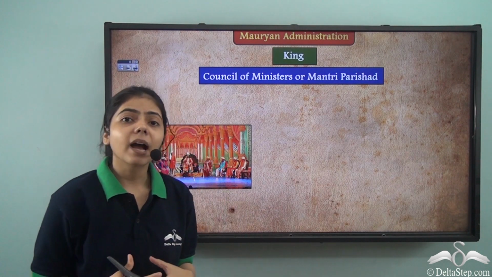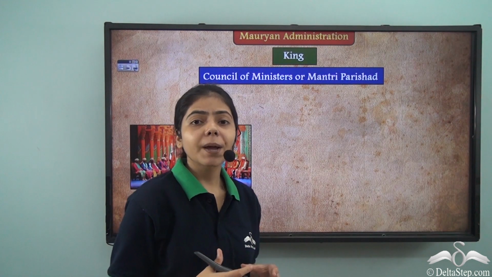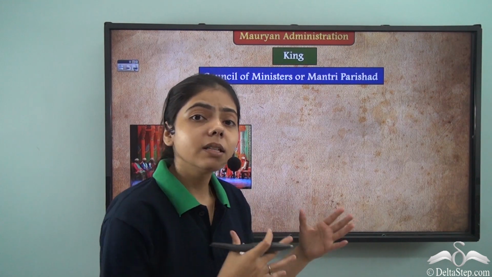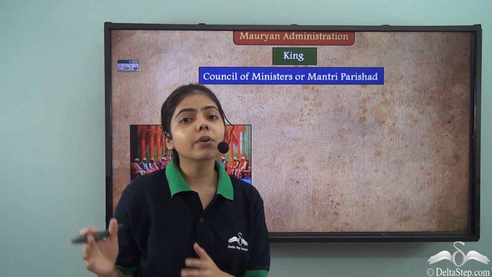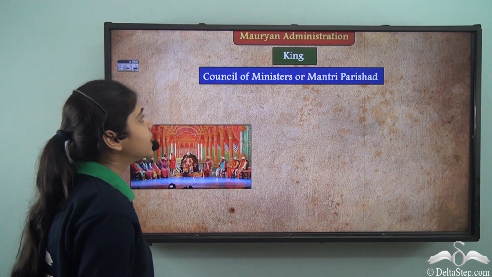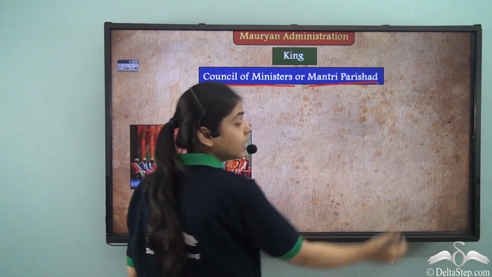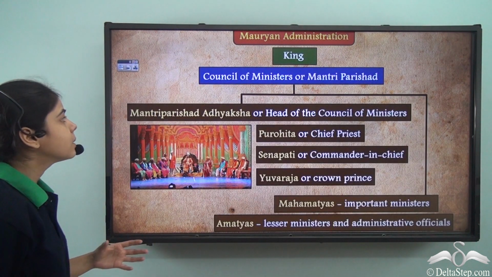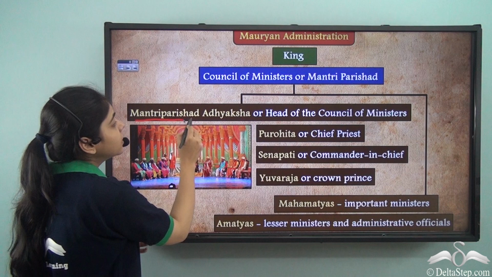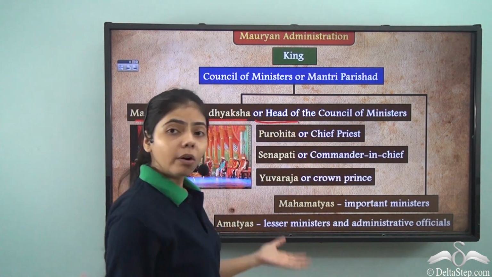Like today we have the government of India, which is headed by the Prime Minister, and this Prime Minister has a certain other different set of ministers, like the cabinet ministers and other ministers for different departments. Similarly, the king also had a council of ministers, which was also known as the Mantri Parishad. Now, under the Mantri Parishad, there was a branch which was headed by the Mantri Parishad Adhyaksha, who was the head of the Council of Ministers.